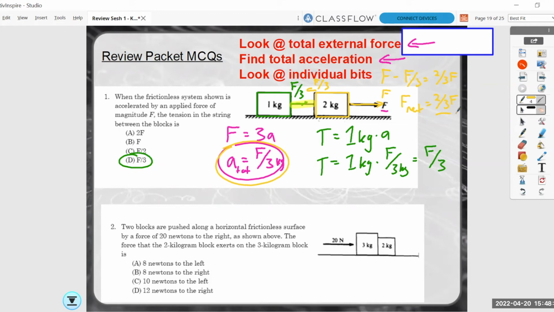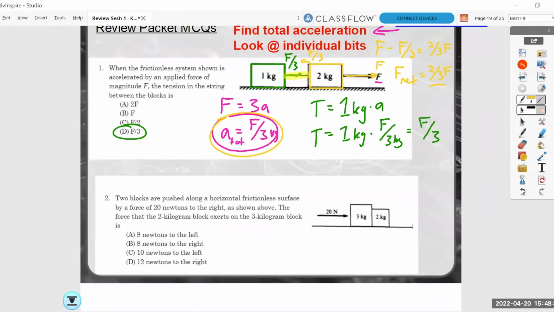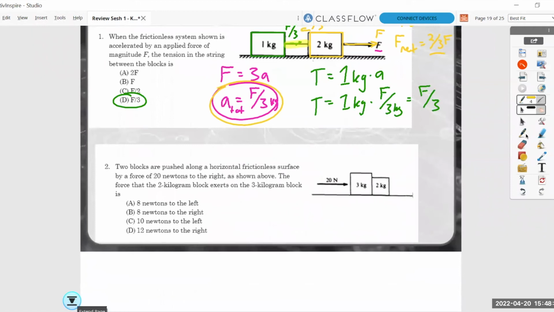Here's a very similar question, which has a little bit more numbers in it. So you've got 2 blocks being pushed along by a force of 20 newtons. Let's just pause for a moment and say, again, this looks like 3 kilograms plus 2 kilograms, a 5 kilogram system. If I apply a 20 Newton force to a 5 kilogram system, I'm going to get an acceleration of 20 divided by 5, or 4 meters per second squared. My system is going to accelerate at 4 meters per second squared.